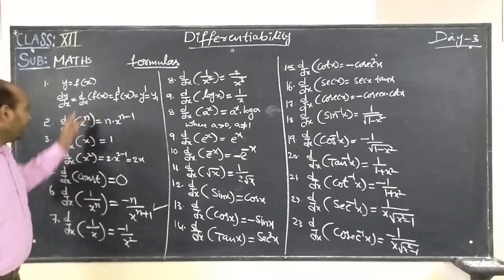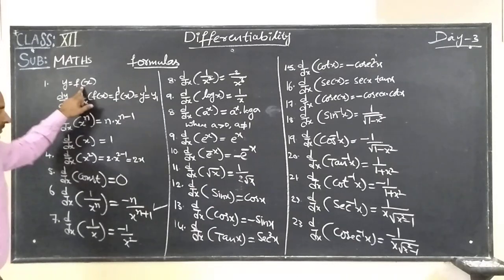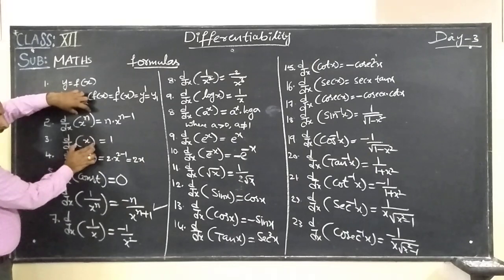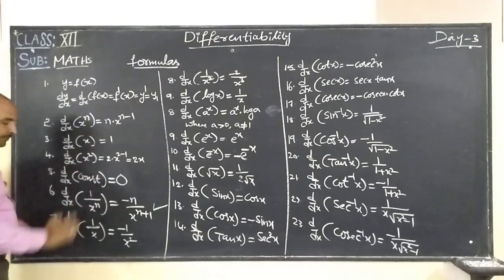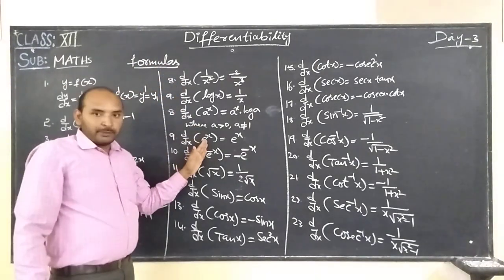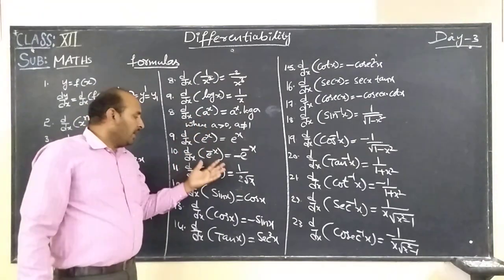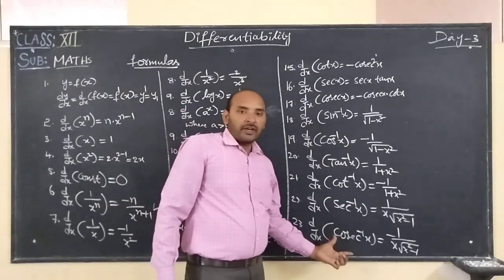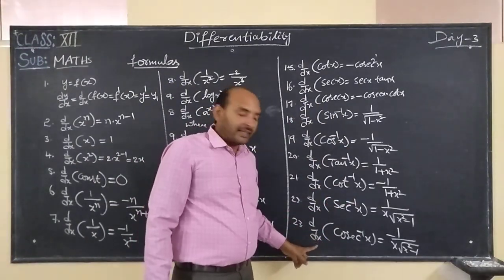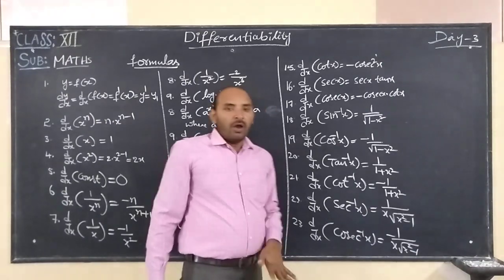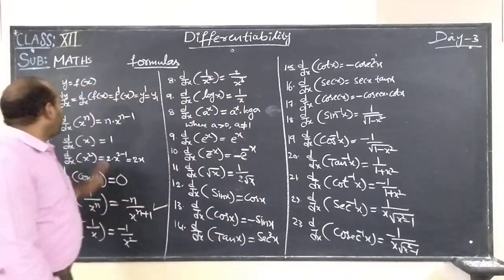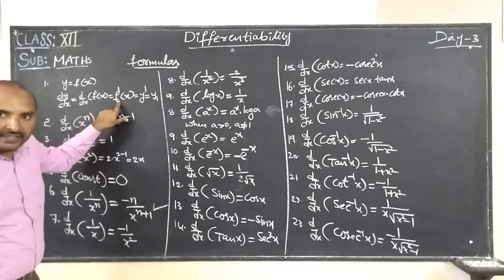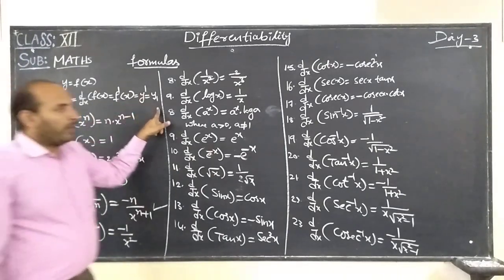These are the functions. In place of f of x, we have taken x power n, x square, constant, 1 by x power n, 1 by x, and so on, the exponential function, logarithmic function, and again trigonometric functions and inverse trigonometric functions with respect to x. So the derivative of a function is always denoted by dy by dx or d by dx of f of x or f dash of x or y dash or y1.